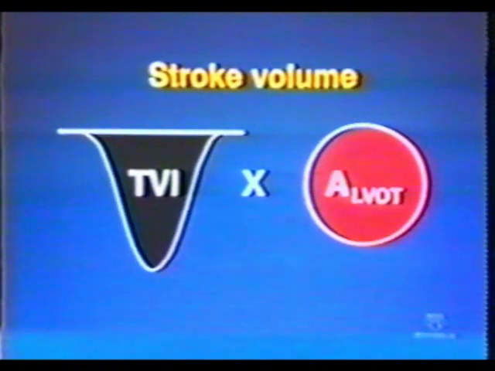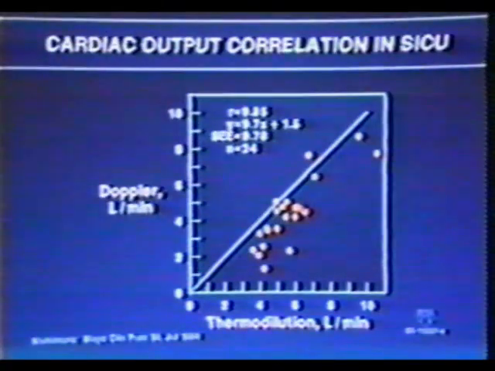You will recall from tape number 4 that the stroke volume is equal to the product of the time velocity integral in the LVOT times the LVOT area. Doppler-derived stroke volume and cardiac output determinations have been verified by several authors by comparison to measurements obtained invasively with thermodilution. This data was obtained by Dr. Rick Nishimura for patients in our coronary care unit.